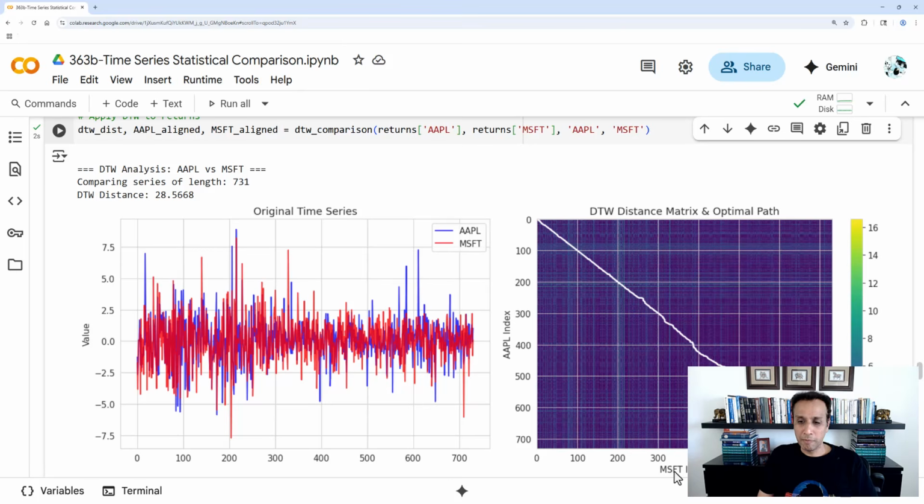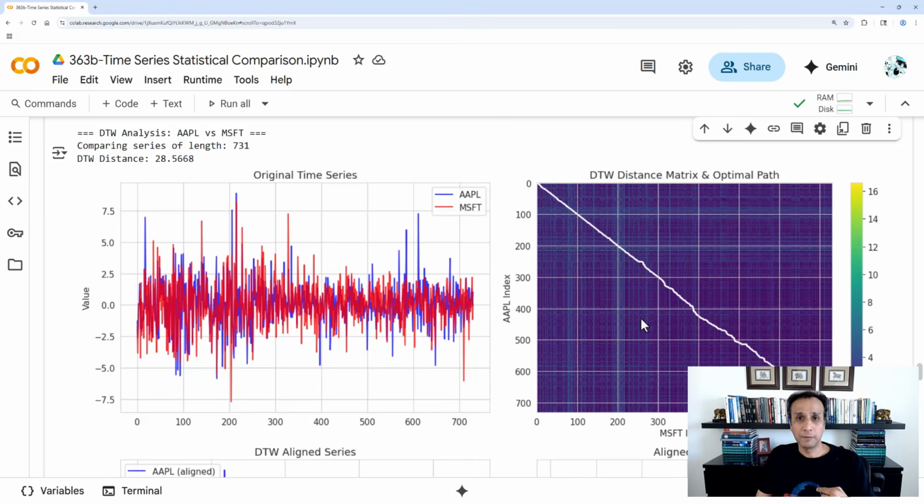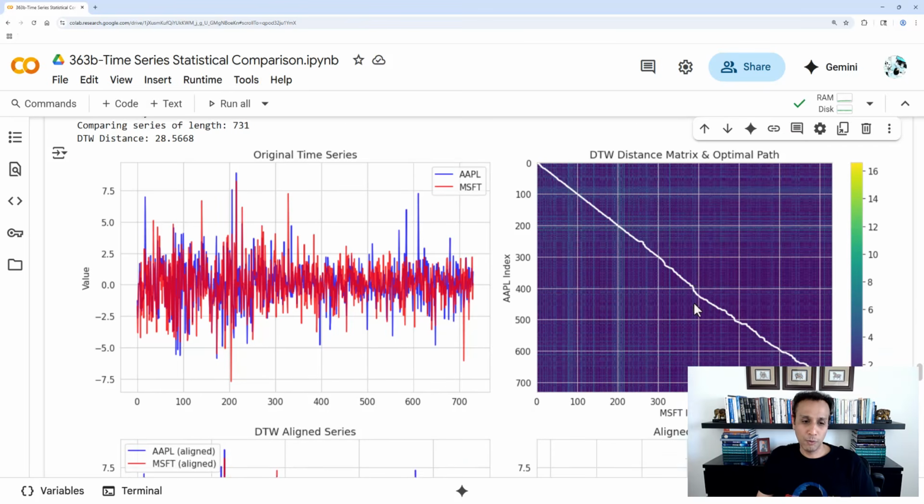We're plotting the Microsoft index and the Apple index. If there is significant warping needed, then this line would have some squiggles in it. Right now it's almost a straight line. This line actually tells us how to warp, and there isn't much warping needed. If this looks wonky, that tells you there is a lot of warping needed. So this is a first indication that no warping is needed.